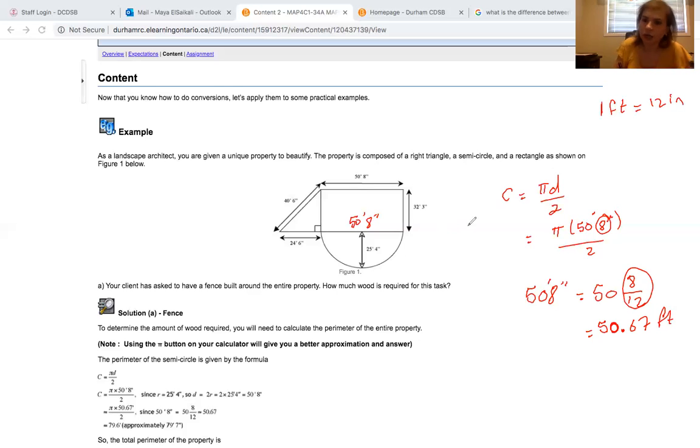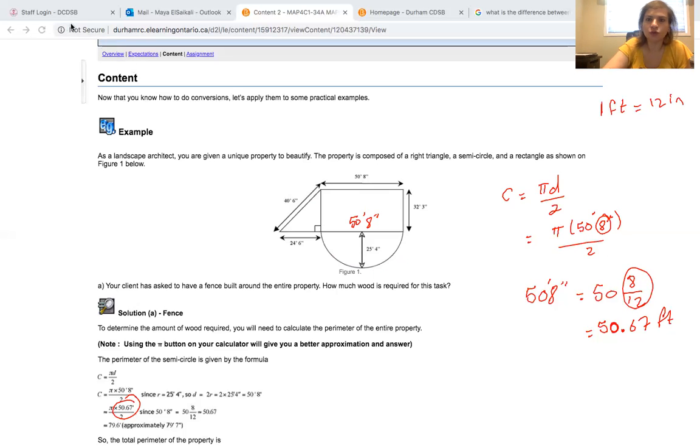You take that 8 and divide it by 12, because 1 foot is 12 inches. I have 8 out of 12, which is how many feet it is. So this is what they did here, and that's why they have the 50.67. Then you do pi times 50.67 divided by 2, and that's going to give you 79.6.